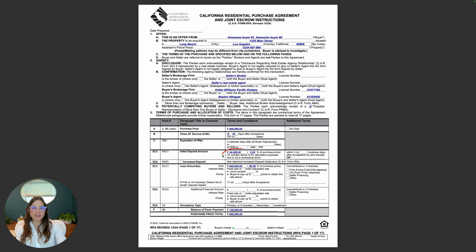But just know that this money goes into escrow within 3 business days of acceptance of your offer. If it's not in escrow within that time, you are technically out of contract.